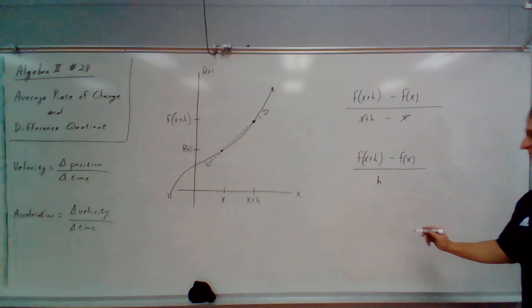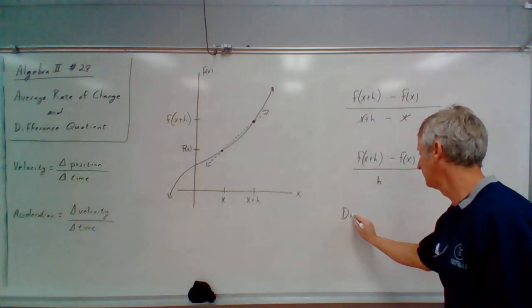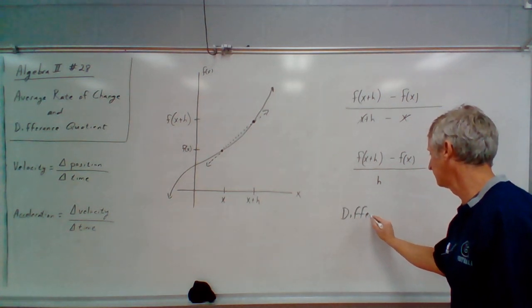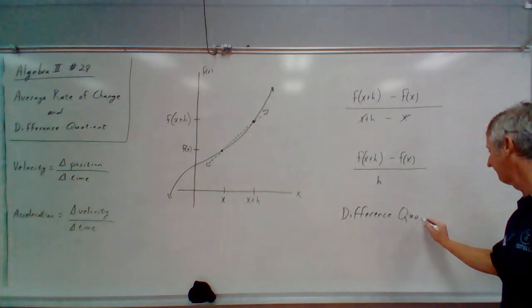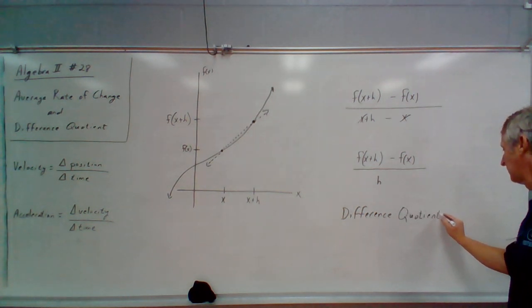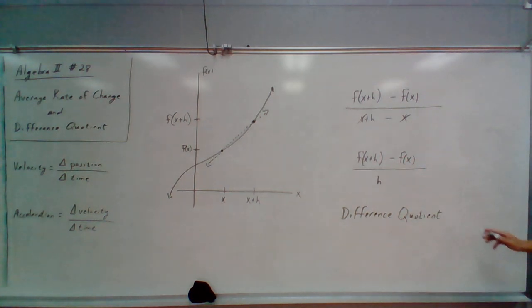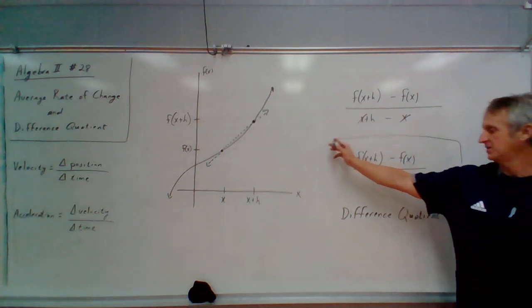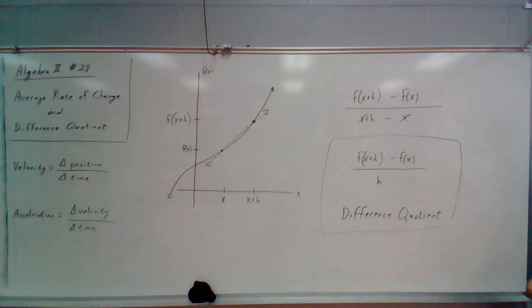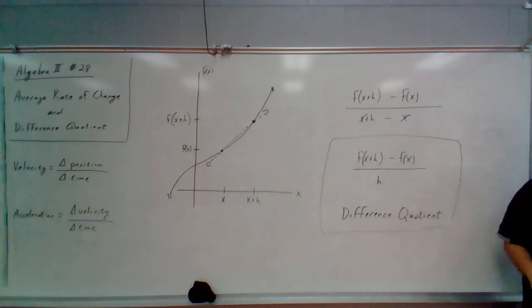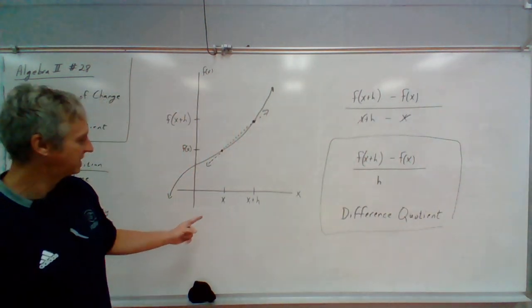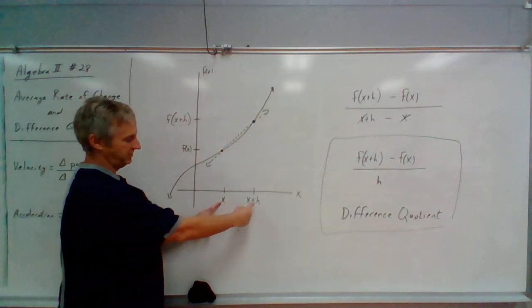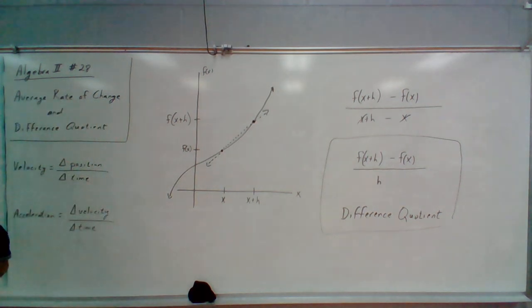And this has a special name. This is called the difference quotient. This will have a very, very important use in calculus. So this is extremely important. This is called the difference quotient of a function. It's nothing scary. You know exactly what it is. All it is, is the average rate of change between x and x plus h.